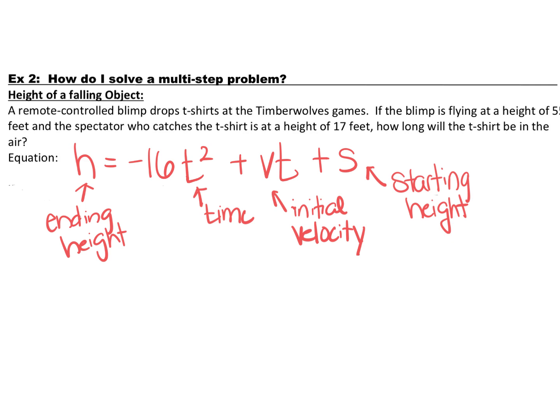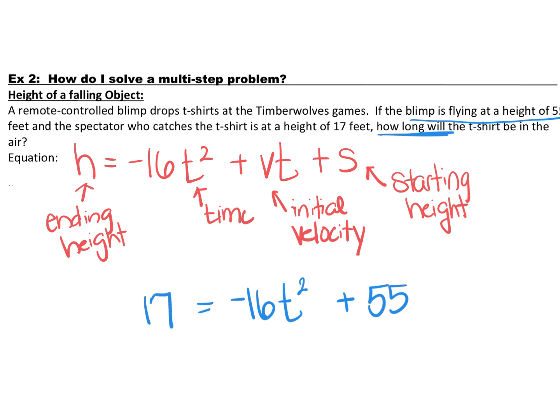So now let's go ahead and plug in what we know. So the blimp is flying at a height of 55. So that's our starting height. So we'll have 55 right here. And then we've got our negative 16. And it says how long. So what we're looking for then, how long will the t-shirts be in the air? So we don't know the time. So we have t squared. And we do have then the ending height, which is going to be 17 feet.